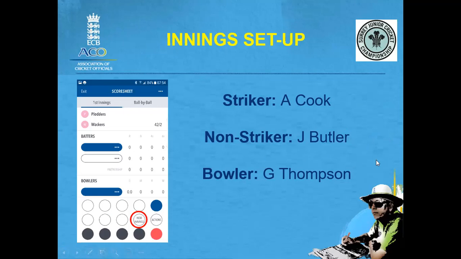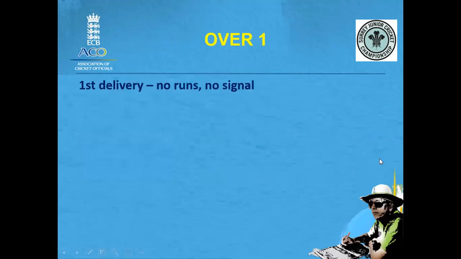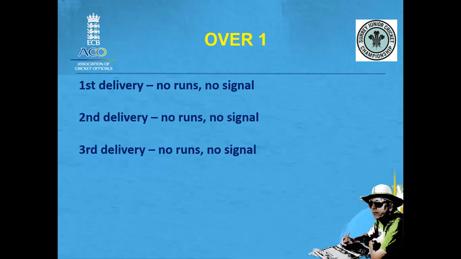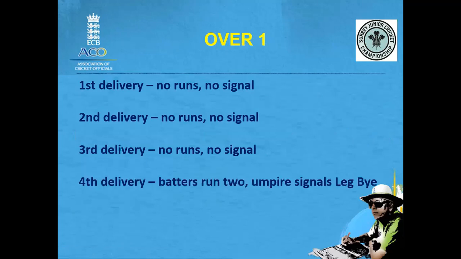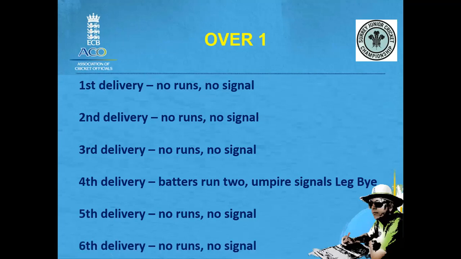Over 1, first delivery, no runs, no signal. Second delivery, no runs, no signal. Third delivery, no runs, no signal. Fourth delivery, batters run 2, umpire signals leg by. Fifth delivery, no runs, no signal. Sixth delivery, no runs, no signal.